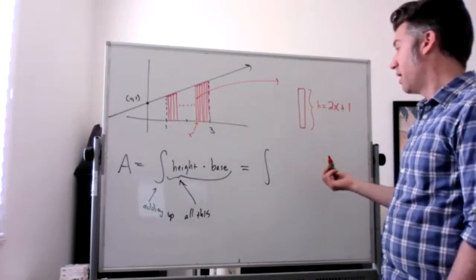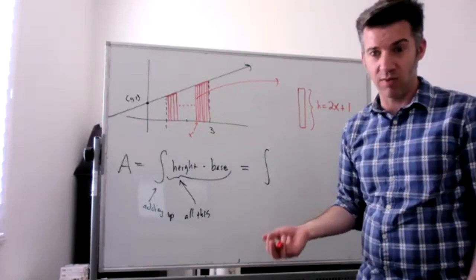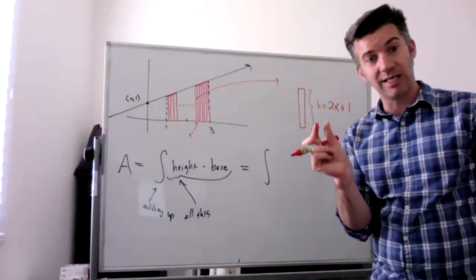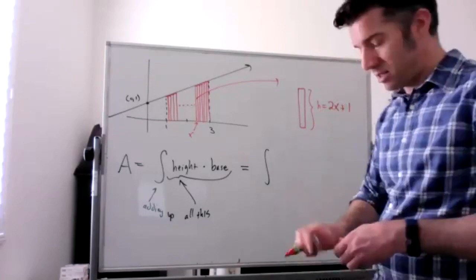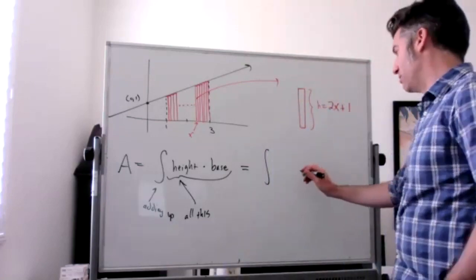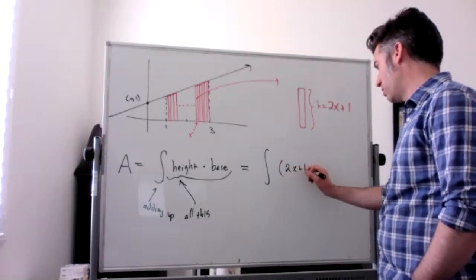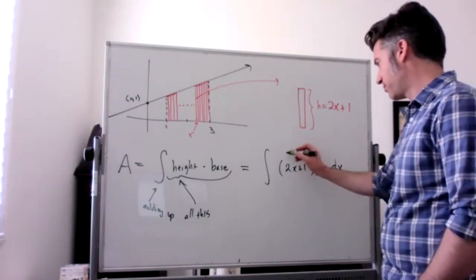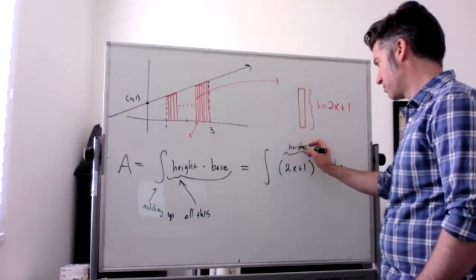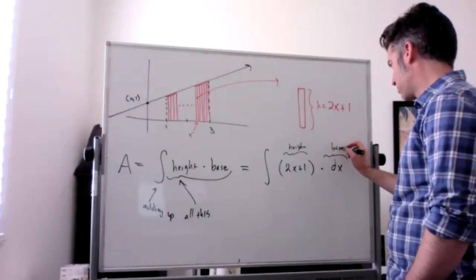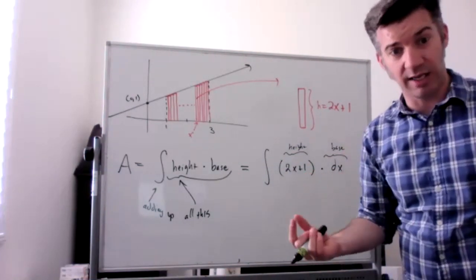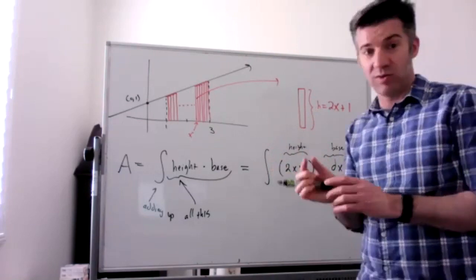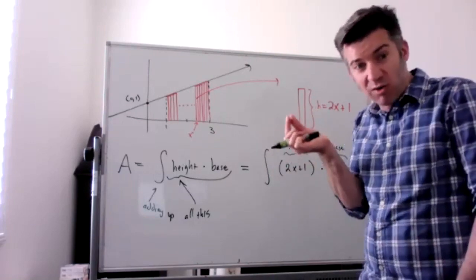This is just saying for any x value, the height of the rectangle at x is going to be 2x plus 1. And then the base of the rectangle, or the width of the rectangle, is going to be a delta x, or a dx, a small change in x. So when I write this, the height is going to be 2x plus 1, and the base is going to be dx. I want to be super extra clear about the dx part, right? dx just means a small change in x. And all of these rectangles, which are super thin, their base is a small change in x.